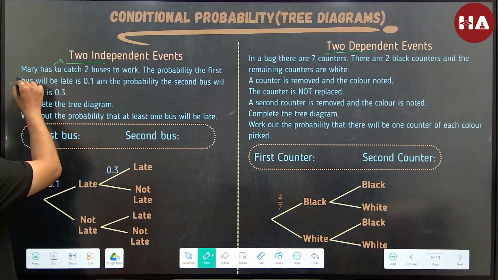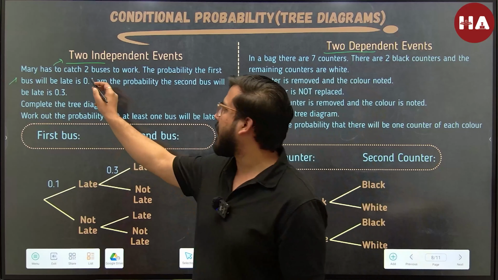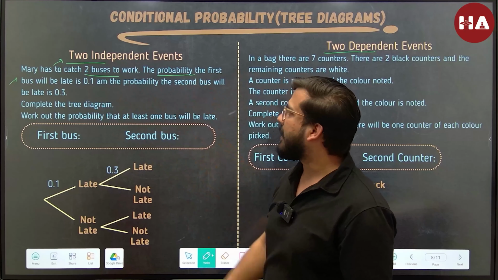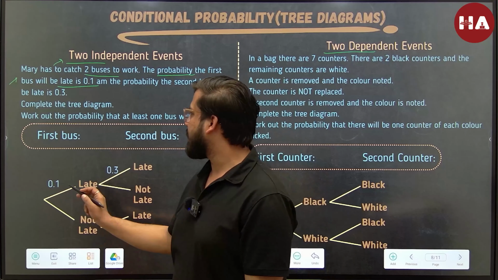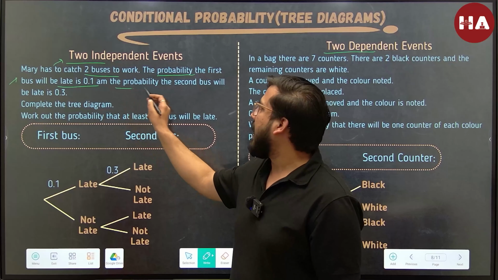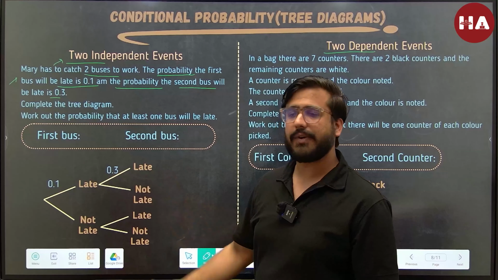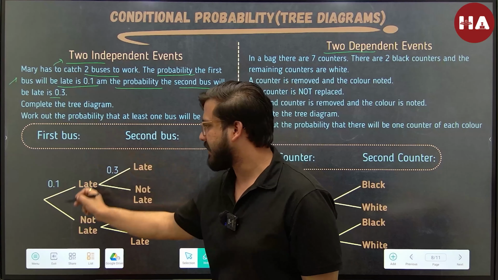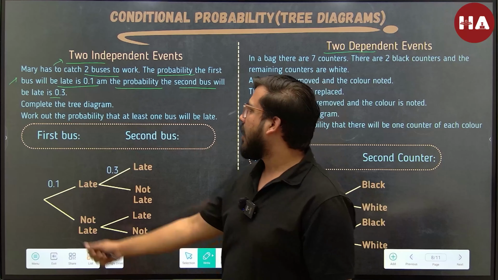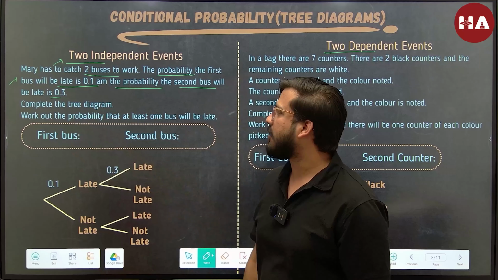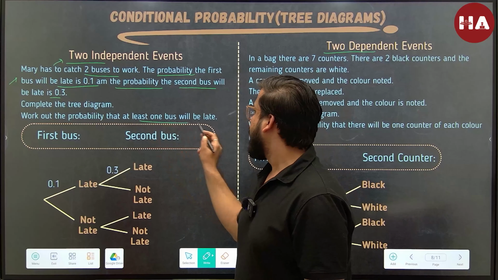Now we'll understand with the help of an example. Mary has to catch two buses to work. The probability the first bus will be late is 0.1, and the probability the second bus will be late is 0.3. Here you can see this is the second bus and this is the first bus. Complete the tree diagram, and then work out the probability that at least one bus will be late.